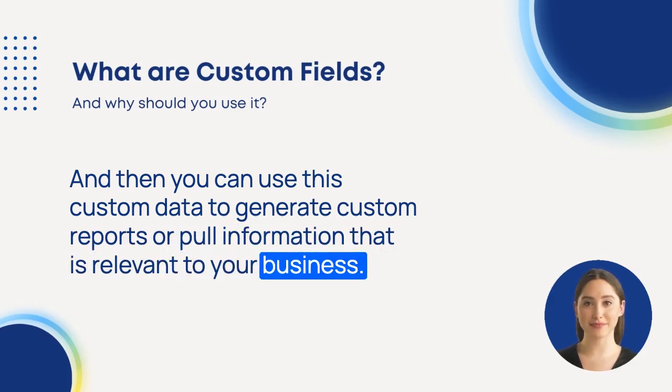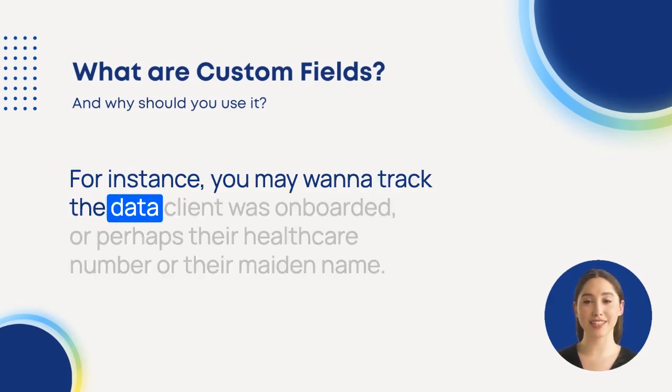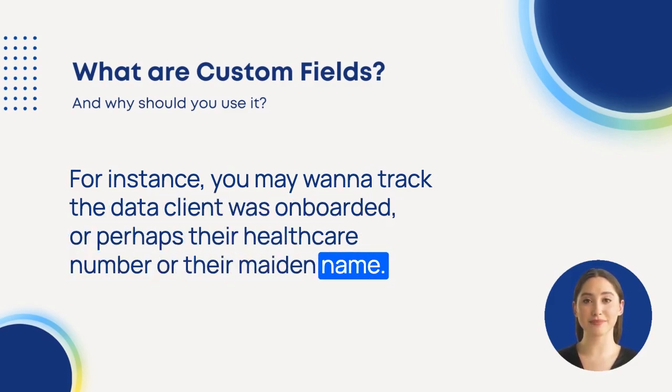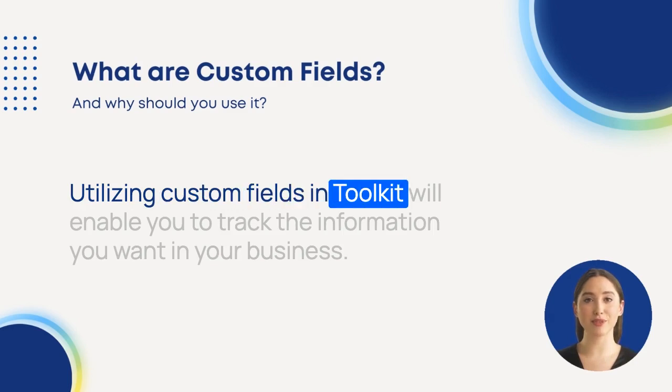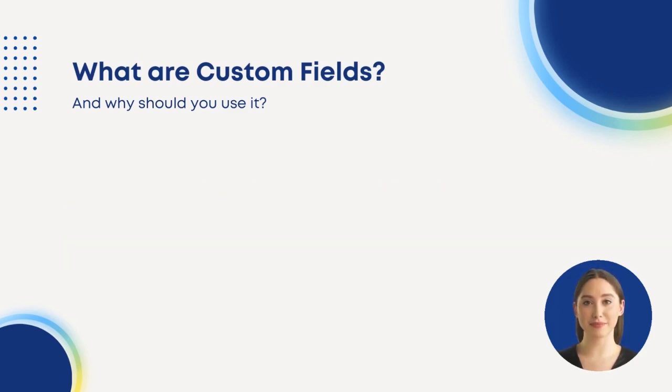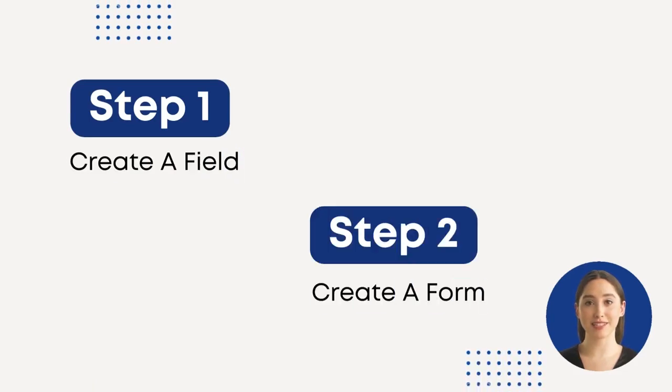your business. For instance, you may want to track the date a client was onboarded, or perhaps their healthcare number or their maiden name. Utilizing custom fields in Toolkit will enable you to track the information you want in your business. Before we get started, you need to know that creating custom fields has two steps: number 1 is creating fields, and number 2 is to create forms. Let's dive into Toolkit to see how you can create your very own custom fields.